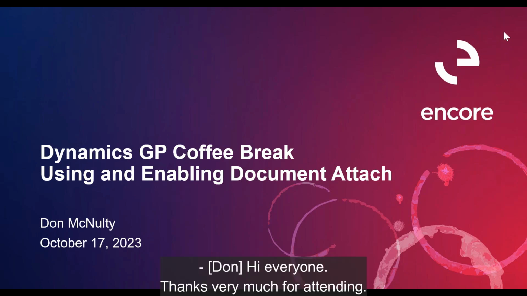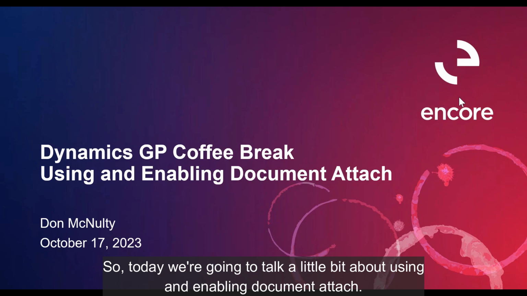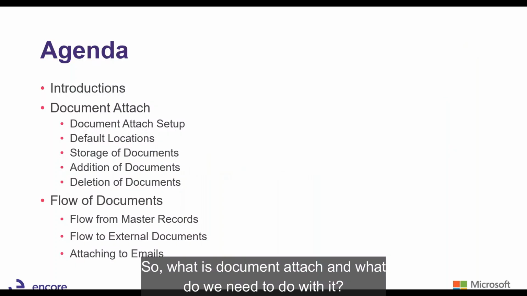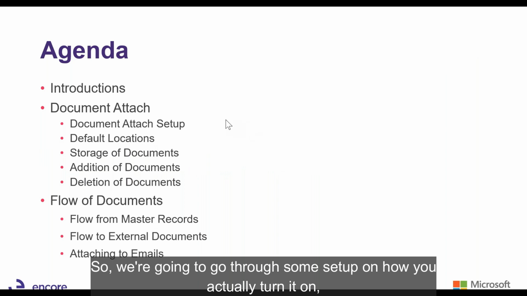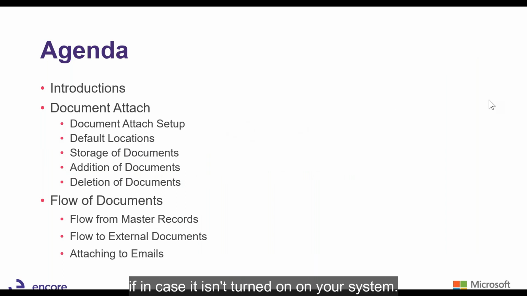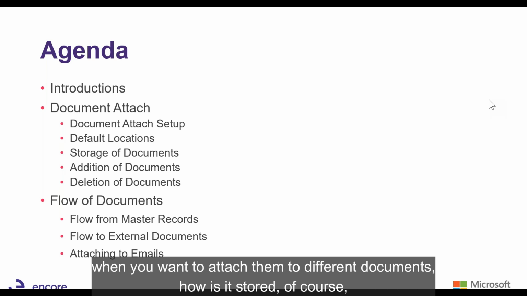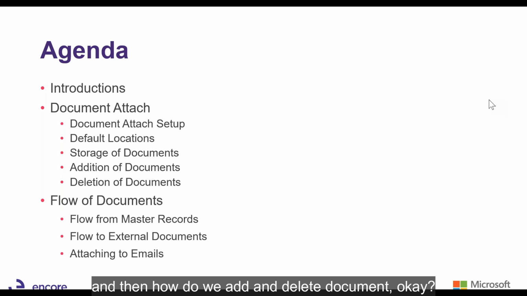Hi, everyone. Thanks very much for attending. So today we're going to talk a little bit about enabling and using document attach. So what is document attach and what do we need to do with it? We're going to go through some setup on how you actually turn it on, in case it isn't turned on on your system. It's a very easy process. Where the default locations are, so that it makes it easier to find your documents when you want to attach them to different documents. How is it stored? And then how do we add and delete documents?